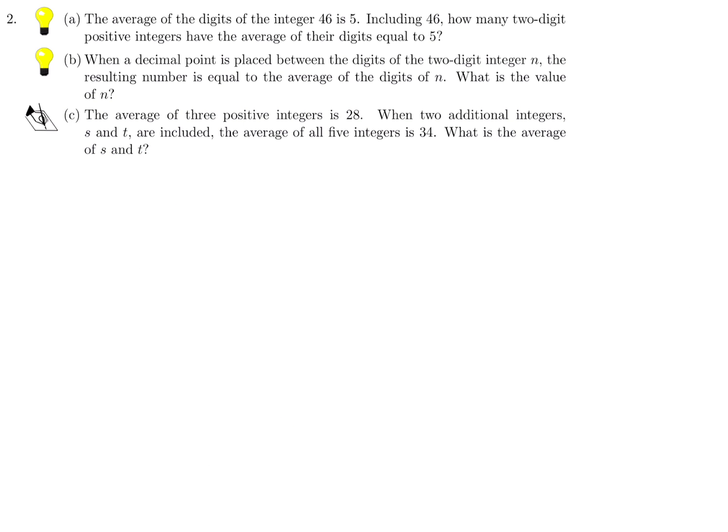Question number 2. The average of the digits of the integer 46 is 5, including 46. How many two-digit positive integers have the average of their digits equal to 5?